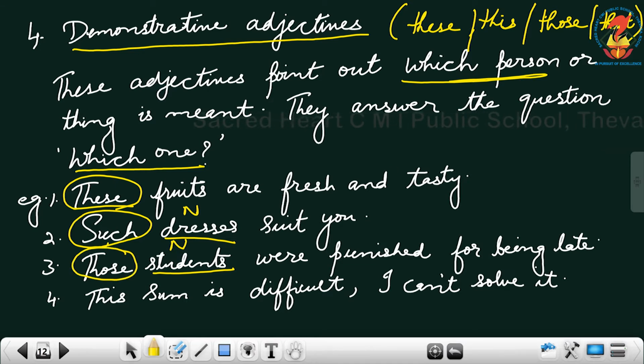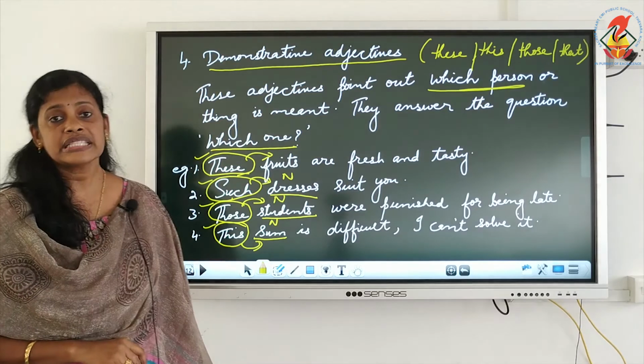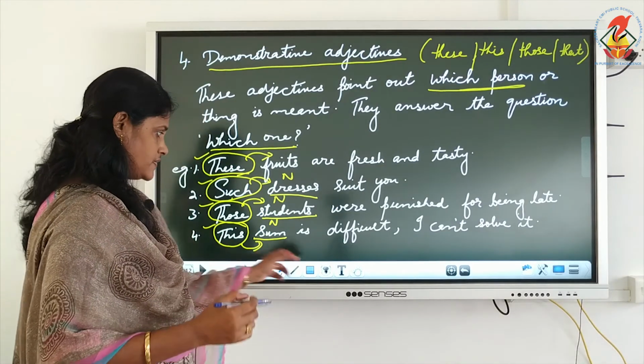This sum is difficult. I can't solve it. Which is the noun here? Sum is the noun. And this word, this, is referring to the sum. Which sum? This sum. Which students? Those students. Which dress? Such dresses. Which fruits? These fruits. So the words this, these, such, those, all these are called demonstrative adjectives. Is it clear, children?